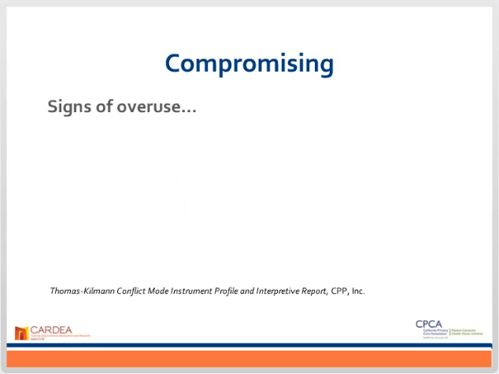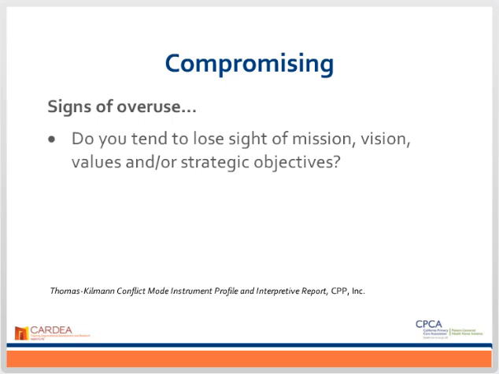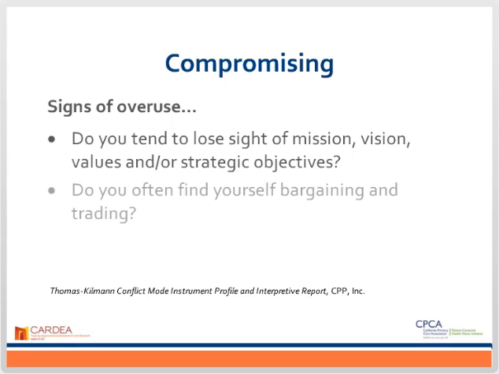If you answer yes to these questions, you may tend to overuse compromising as a method of dealing with conflict. Do you tend to lose sight of mission, vision, values, and or strategic objectives because you are so focused on making concessions and finding middle ground? Do you often find yourself bargaining and trading?